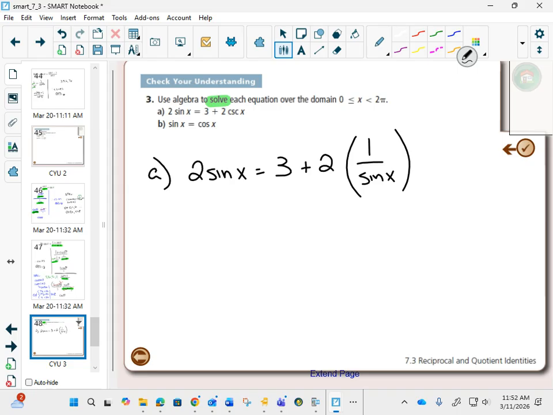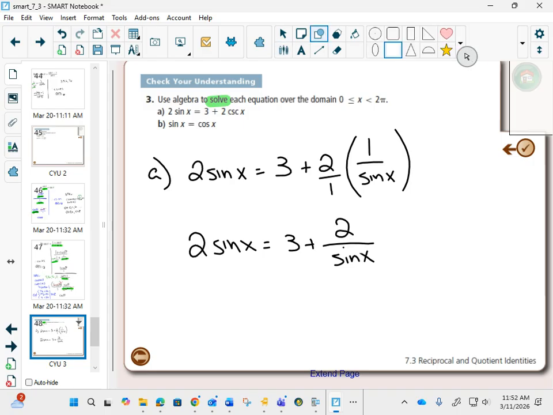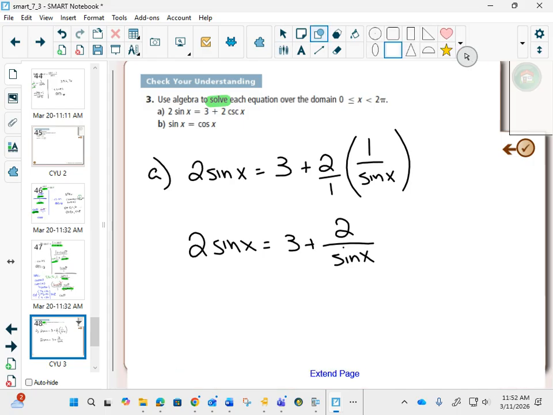Because lots of times students screw up with the 2 out in front. That 2 out in front is technically a 2 over 1, right? How do you multiply fractions? This will be 2 sine x equals 3 plus 2 over sine x. And the number one mistake in this question is, since students know the sine x needs to be at the bottom, sometimes that drags the 2 to the bottom with it. You're like, oh, just bring the 2 down to the bottom too. No. That 2 is out in front. If I multiply it by 1 over sine x, I get 2 over sine x.